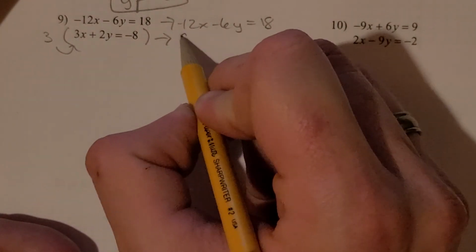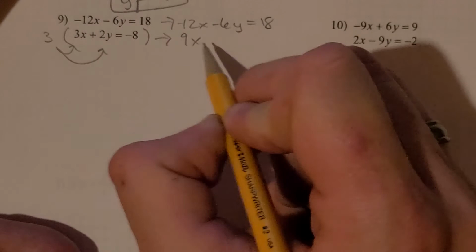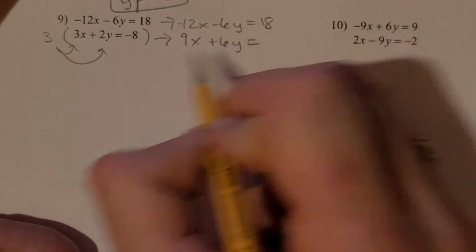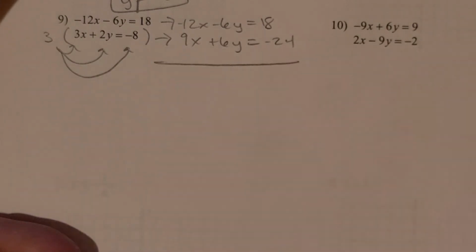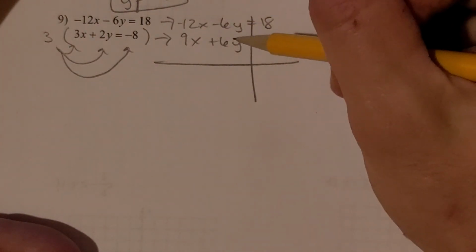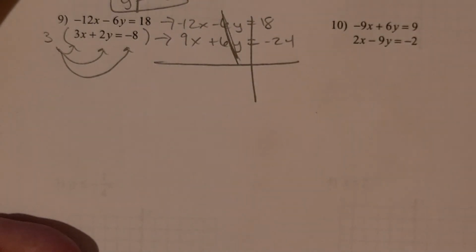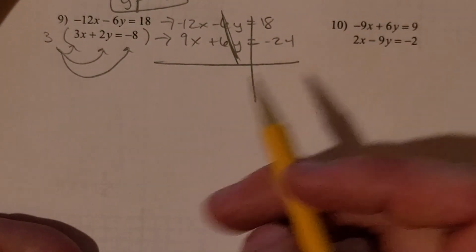3 times 3x is 9x. 3 times 2y is 6y. And 3 times negative 8 is negative 24. Notice I kept my equal sign in the exact same spot. Now I've got a negative 6y and a positive 6y. Those are opposites and are therefore going to go away.